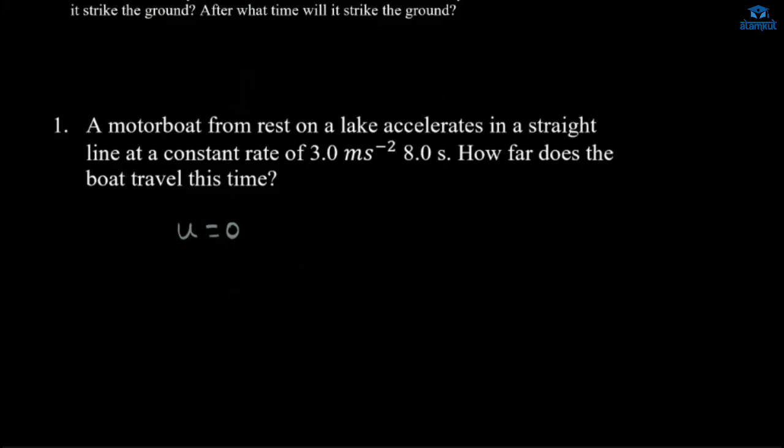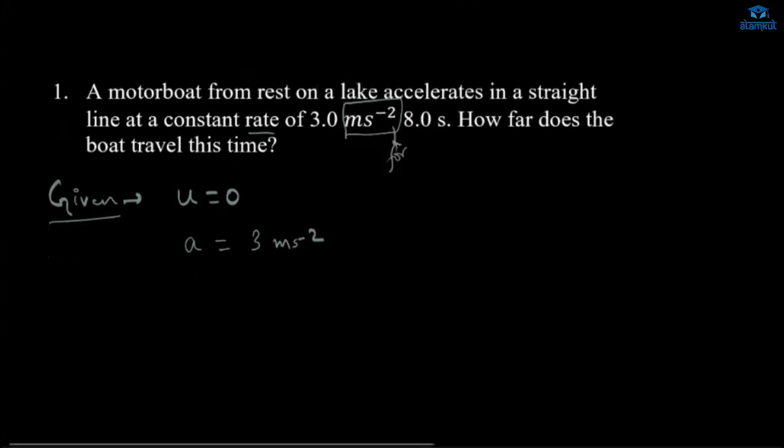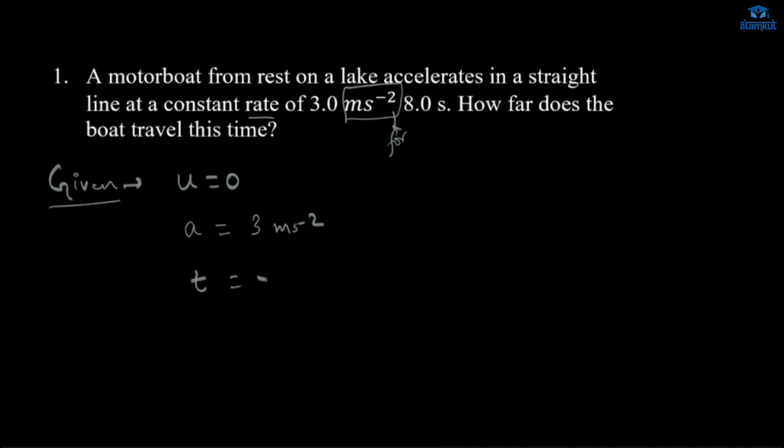Now, what is given? Always write the given first. It accelerates in a straight line at a constant rate of 3 meter per second square. Meter per second square is the unit of acceleration, so write it: acceleration 3 meter per second square for 8 seconds. This is missing, so you can write it. Time is given as 8 seconds.